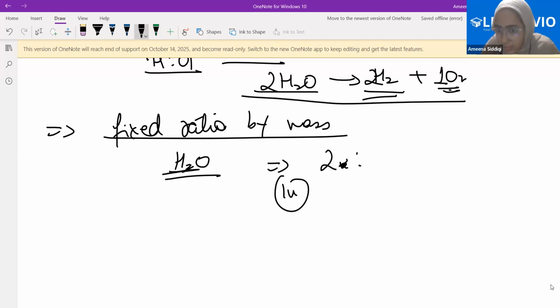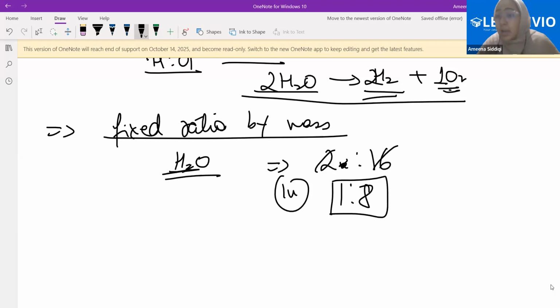And only one oxygen atom is there. The mass of one oxygen atom is 16. Can I get the simplest ratio as 1:8? Yes, ma'am. 1 part of hydrogen plus 8 parts of oxygen will give you 1 molecule of water by mass. So this is the ratio.